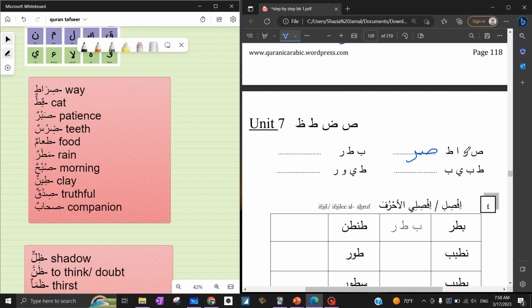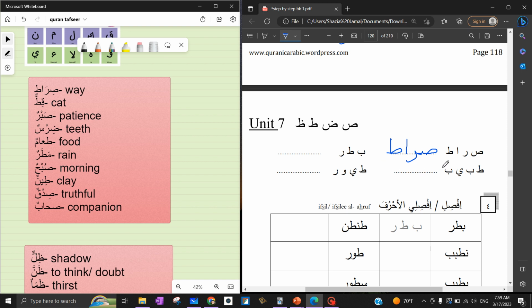Ra. Ra is not connected from the left side, so Alif will be written separately. And since Alif is not connected from the left side, Ta will be written separately. So now we are writing Ta in the same way as Sad, but we are not making this small dent here, a stem. This is how we write Sirat.